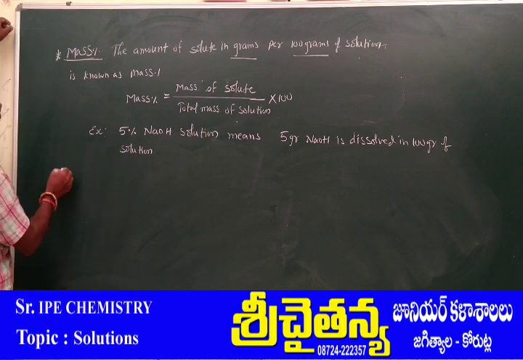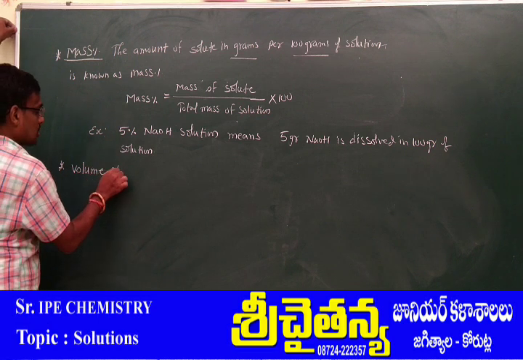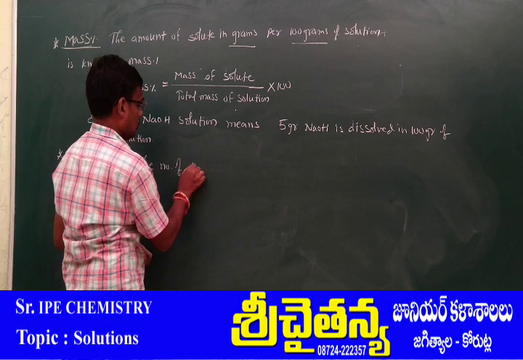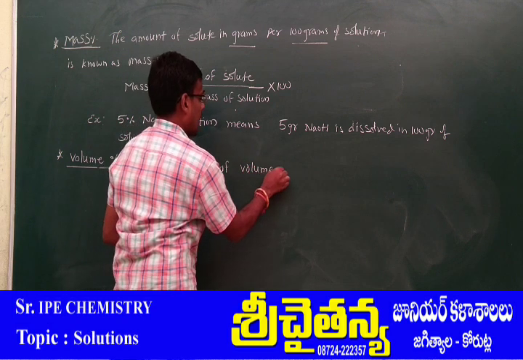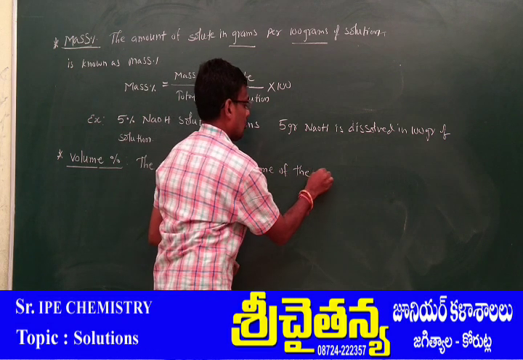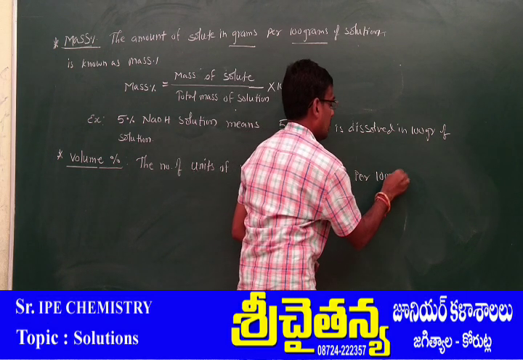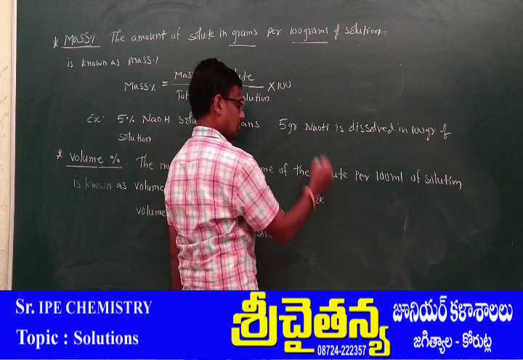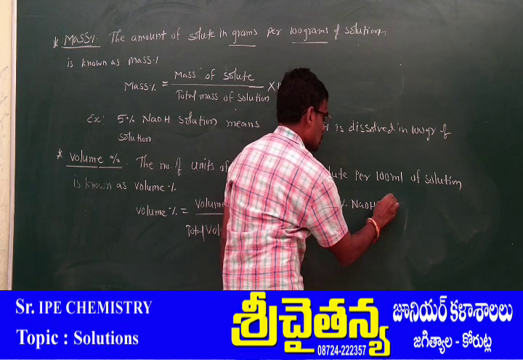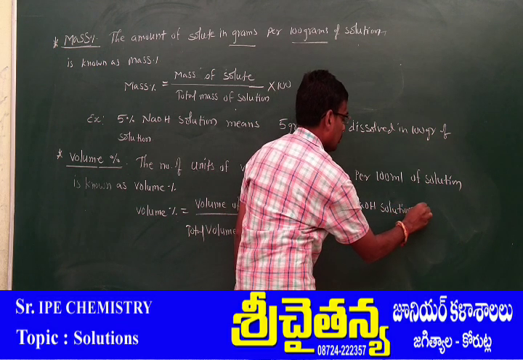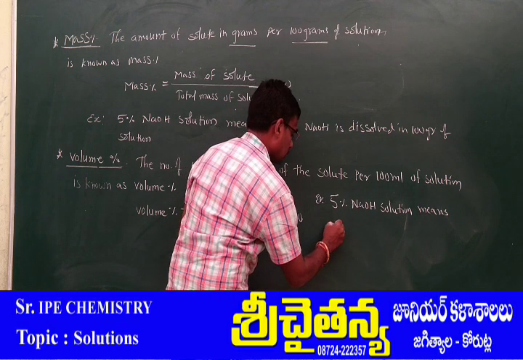Now go to the next concentration method, that is volume percentage. The volume of the solute for 100 ml of the solution. A 5% NaOH solution means 5 ml of NaOH.